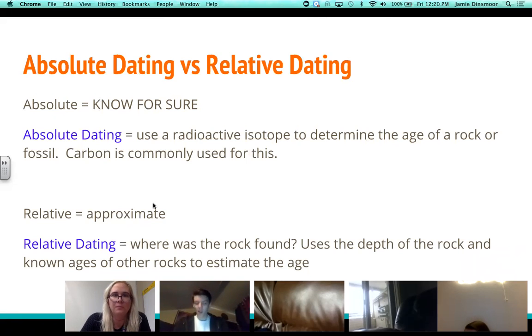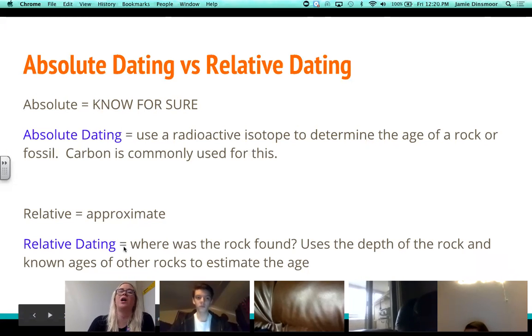Relative is an approximate, right? I'm relatively sure how old this rock is. I think it's this. Relative dating really is based on where the rock is found. Was the rock found deep in the earth? Was it found in a more recent layer of the earth, right? And basically we're comparing it. Oh, well, it was found next to this rock that's really old, so we're going to say it's the same.